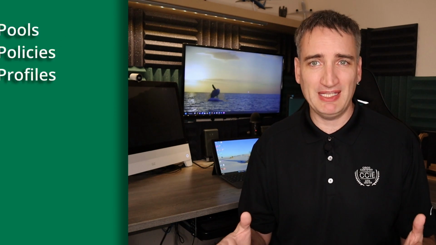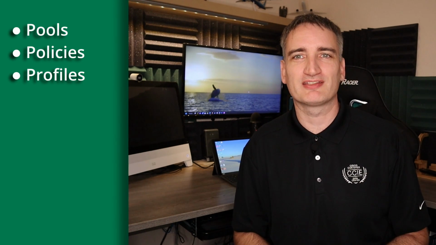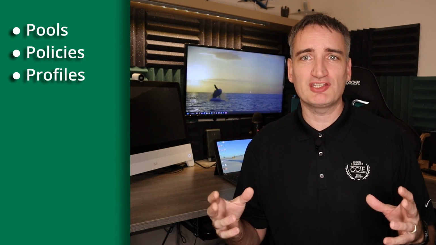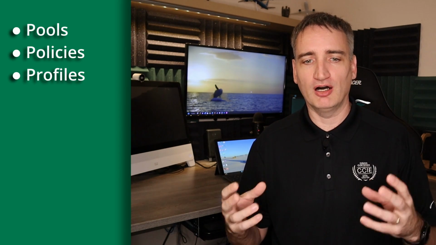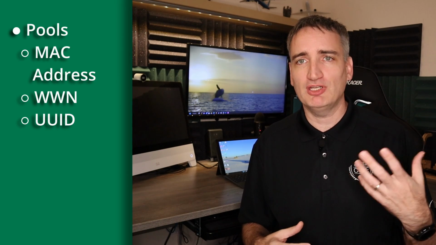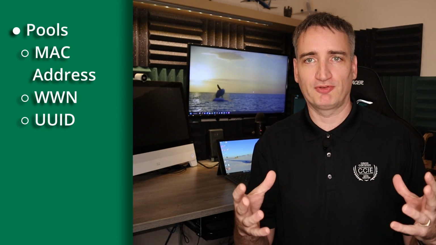So how do we push that information to the server? Well, let me introduce you to the 3 P's of Cisco UCS: pools, policies, and profiles. All right. Once you've configured these 3 things, you have unlocked the power of UCS. You need a MAC address, a worldwide name, a UUID. You create pools for that.